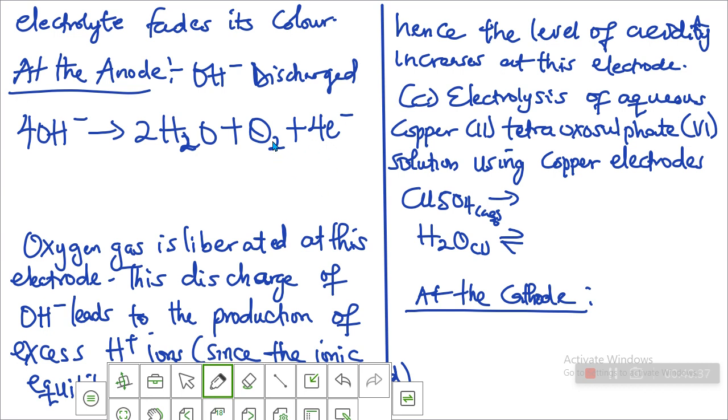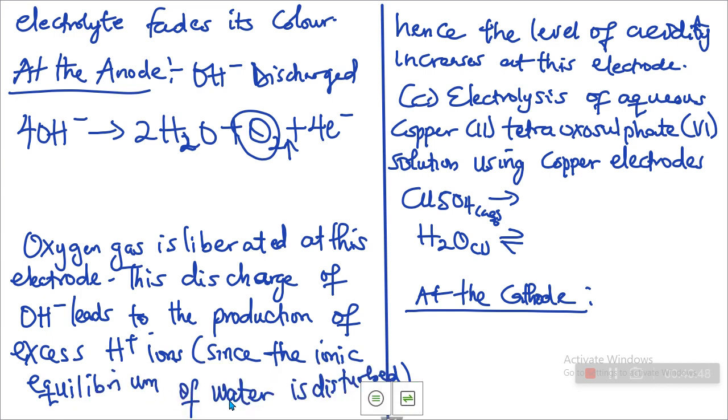So don't forget oxygen, this is oxygen gas. So it is liberated at this level. So this discharge of OH minus leads to the production of excess H plus ions. Since the ionic equilibrium of water is disturbed, hence the level of acidity increases at this electrode.